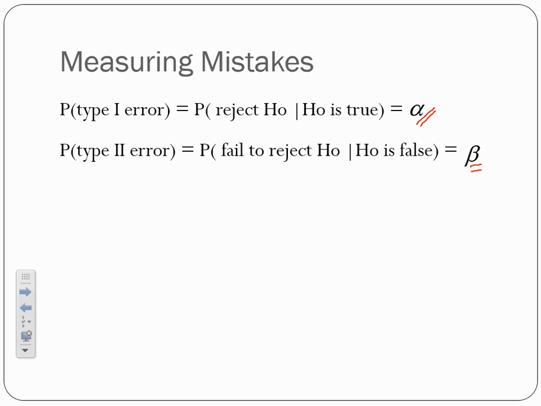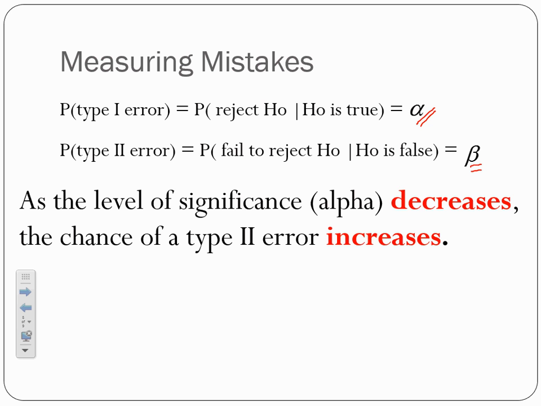So what you have to realize is, as the level of significance, as alpha decreases, the chance that you make a type 2 error increases, right? So basically, as the probability that you make that alpha type mistake goes down, the probability that you make that type 2 error goes up. So these two things have an inverse relationship.